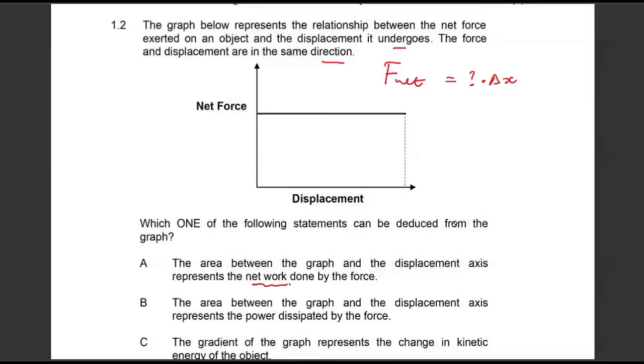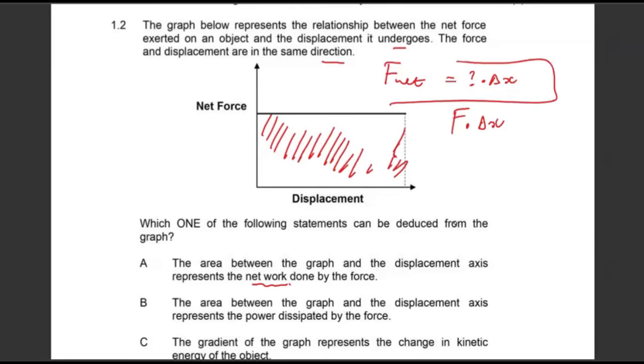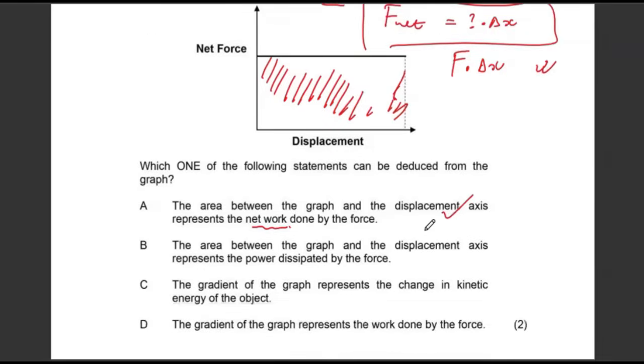But does it make sense? Net work done, if you look at the area under here, because we know that to get the area here, it's going to be force multiplied by the displacement, which is correct. Work done. Let's see. The area between the graph and displacement represents the power. No, with power, there has to be time. We don't have any delta t, so we can't use this.